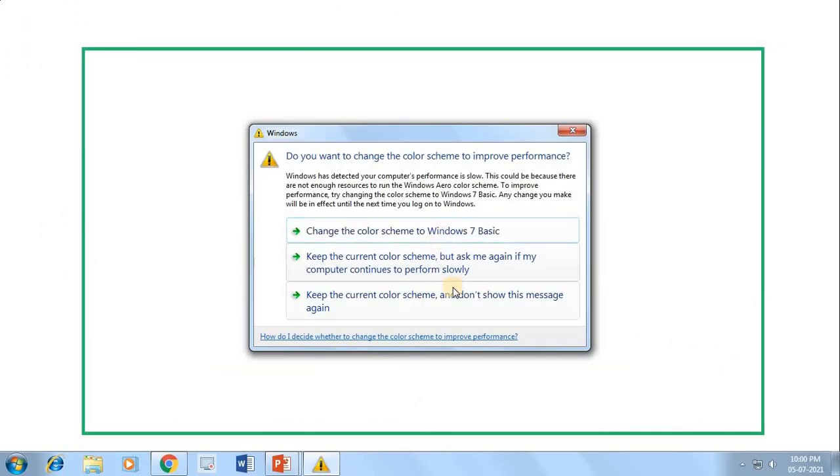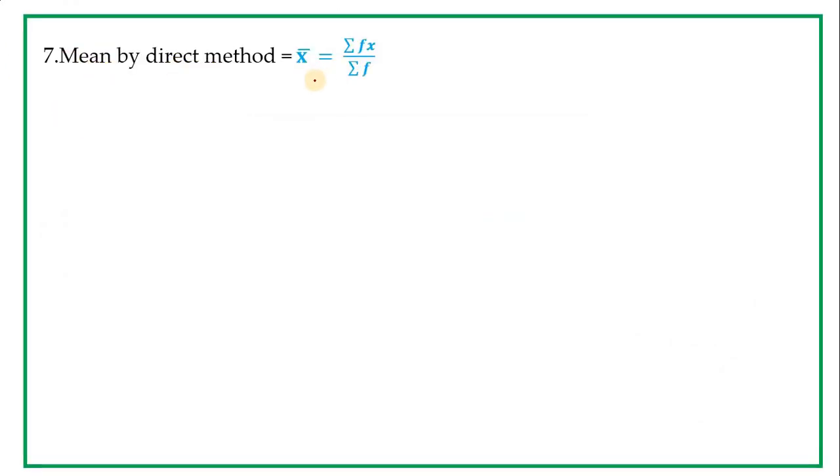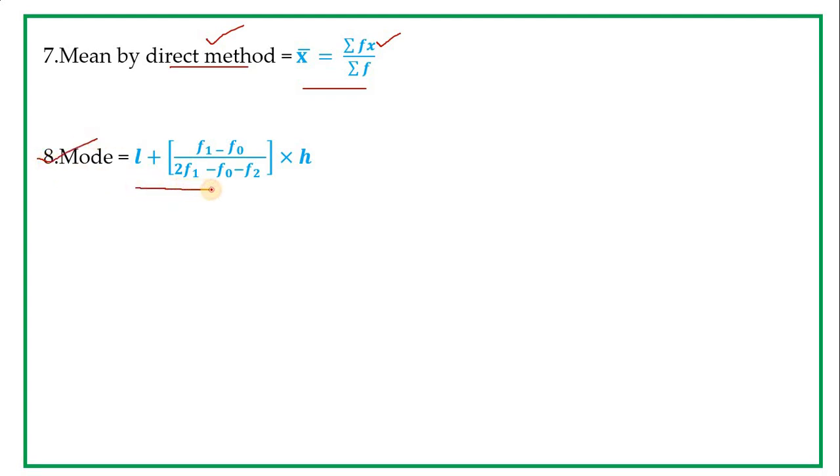Next, let us see some formulas, children. Mean by direct method. In the earlier slide we have seen mean for ungrouped data. So here we are seeing mean for grouped data by direct method. That is x bar is equal to sigma fx by sigma f. Next, let us see the mode finding formula, children. Very important. So L plus f1 minus f0 by 2 f1 minus f0 minus f2, into h.